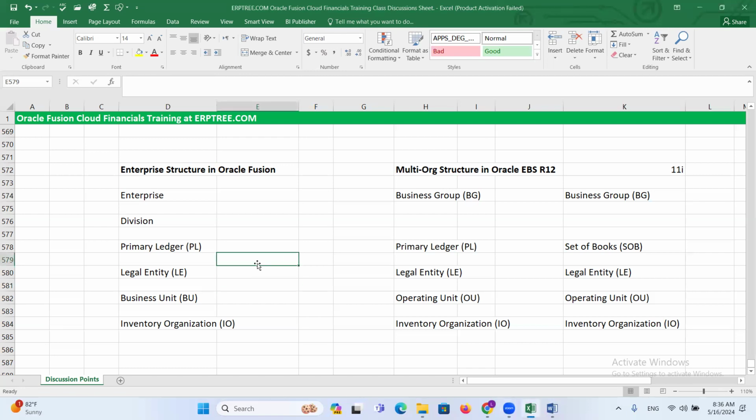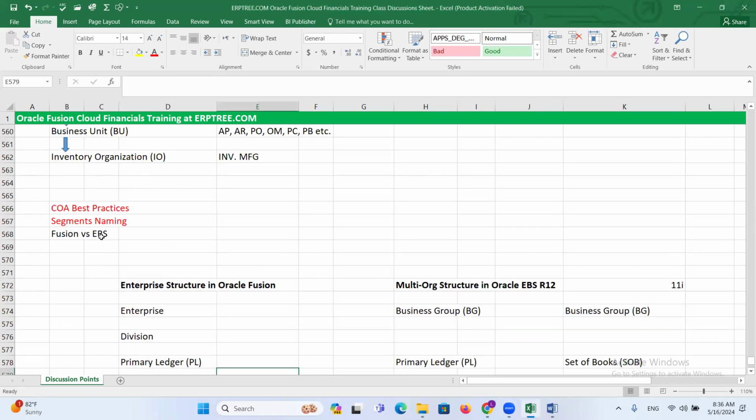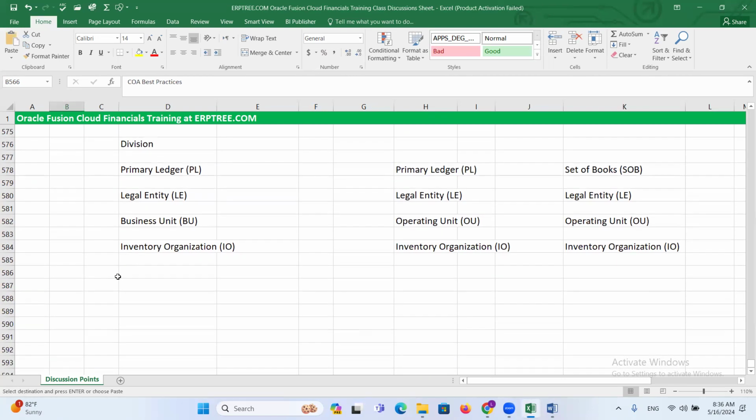Okay. Now, let's talk about the best practices to follow when we design the chart of accounts. As a consultant, when we are going to create the chart of accounts, what are the best practices we have to adopt?